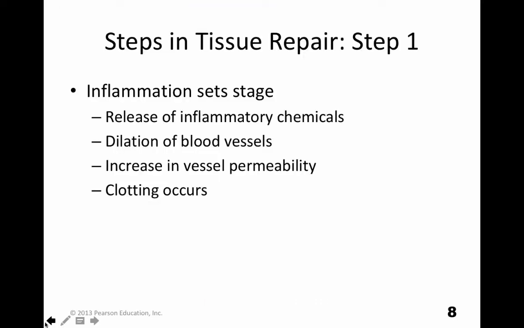So that's a quick video to talk a little bit about it. Let's talk about it in steps, these next few steps. What we have here is step 1. In this part, the inflammation stage sets in. You're going to get a release of inflammatory chemicals. Your blood vessel is going to dilate, and that's going to increase vessel permeability, right? It's going to get bigger so more things can flow there, and things can also exit the blood vessel easier. And this is where clotting occurs.